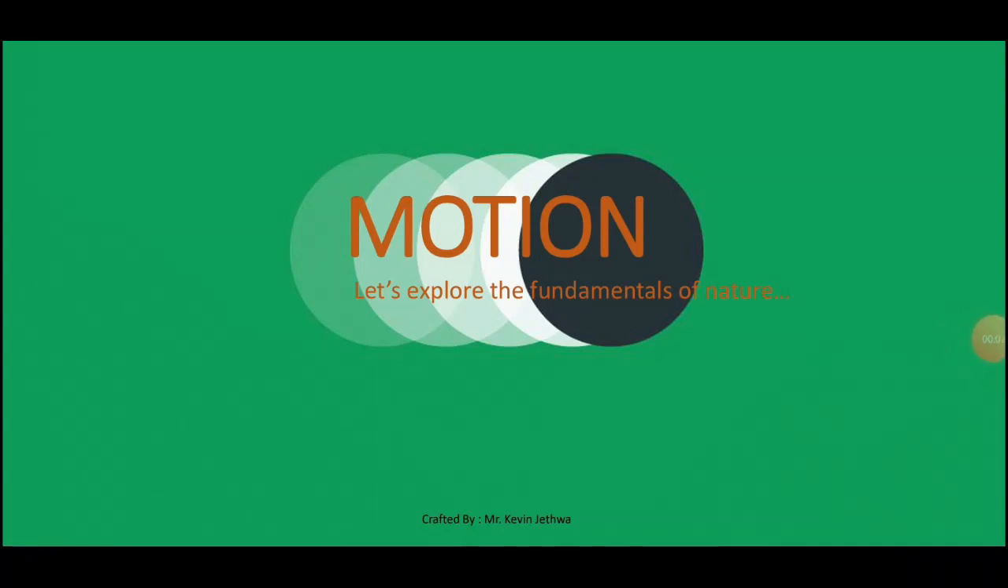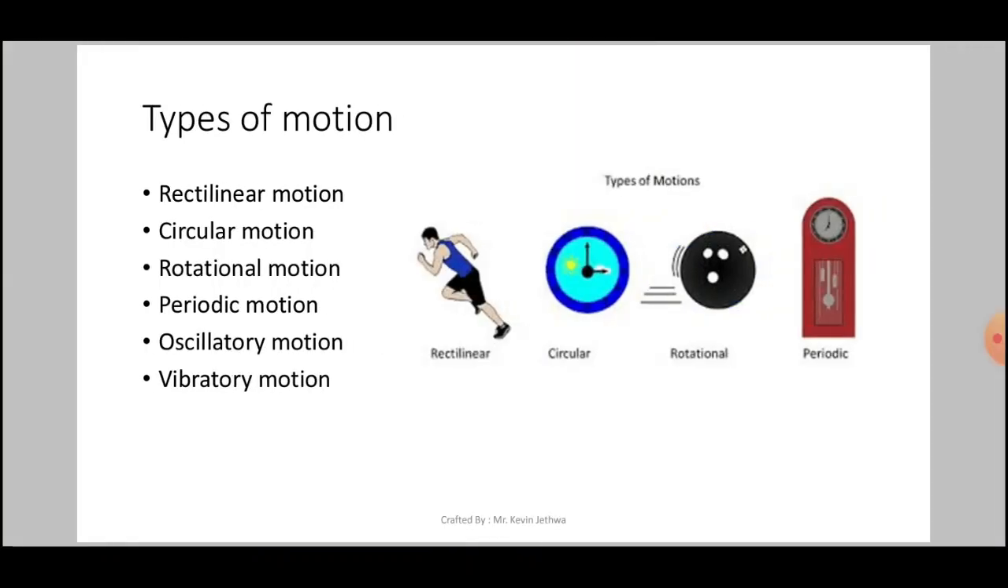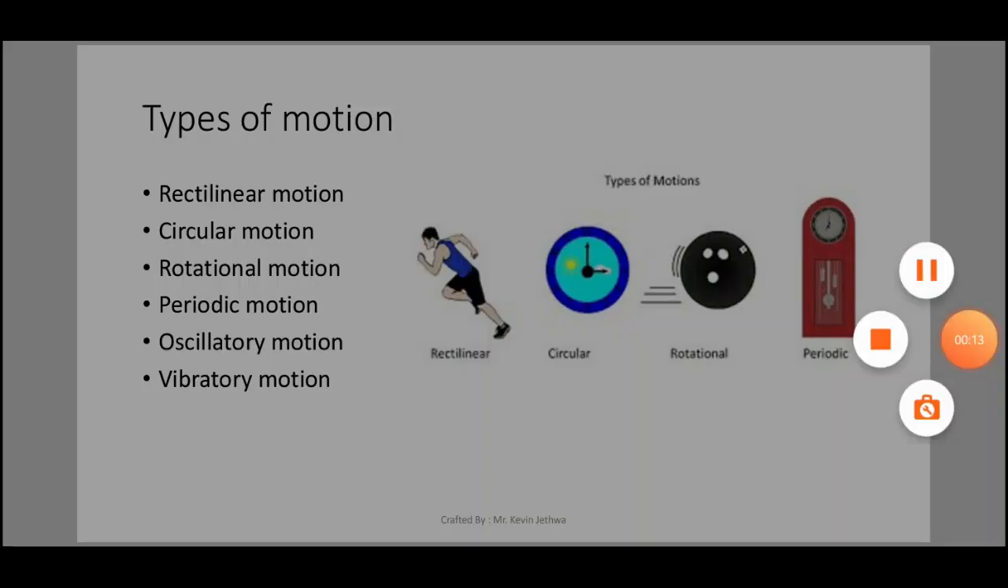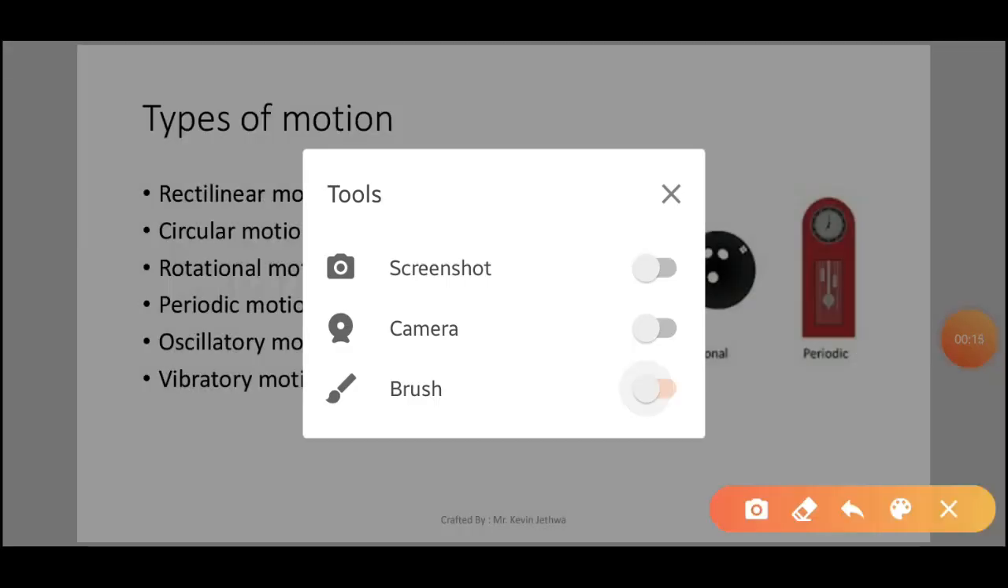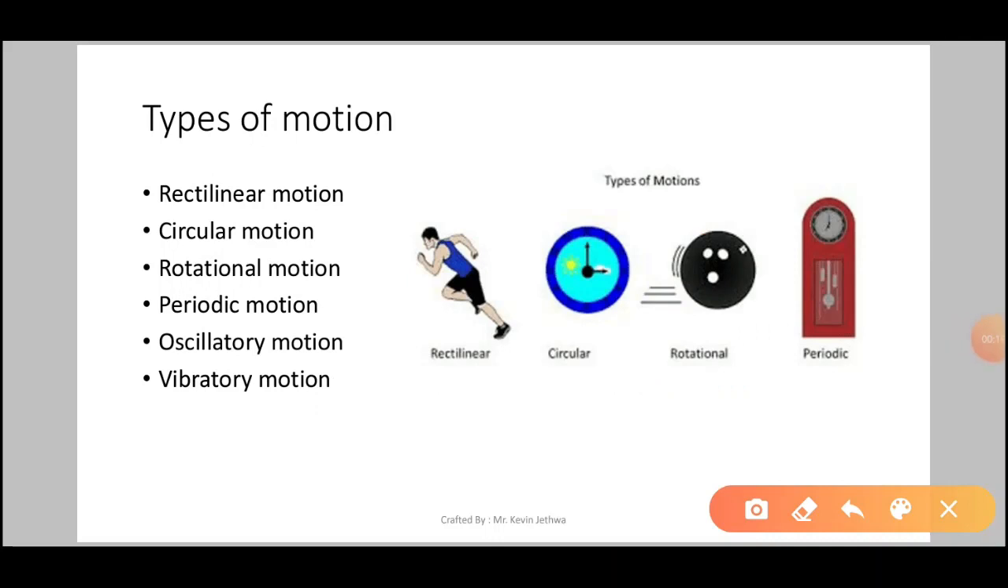Okay, let us start with chapter number 8, that is motion. Now, talking about motions, we have come across different types of motions in earlier classes, such as rectilinear motion, circular motion, rotational, periodic motion. Along with that, we have also seen some oscillatory motions and vibratory motions. So these are the basic types of motions which we have already studied in the earlier classes.